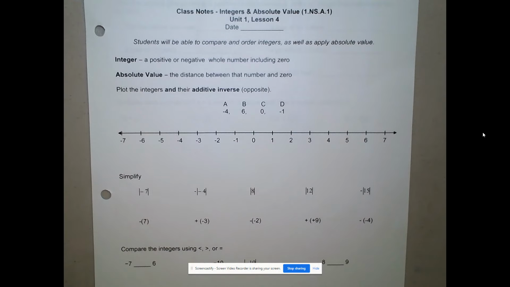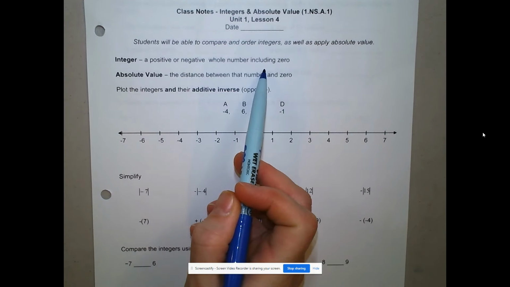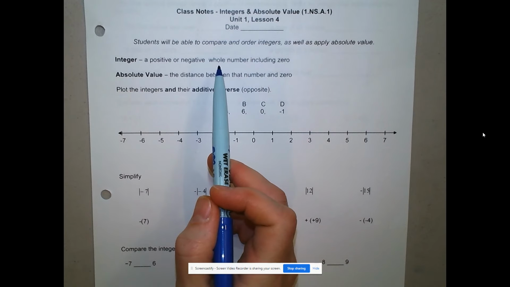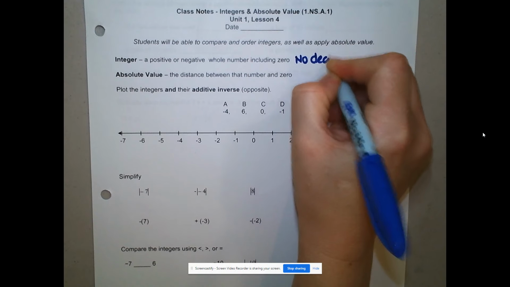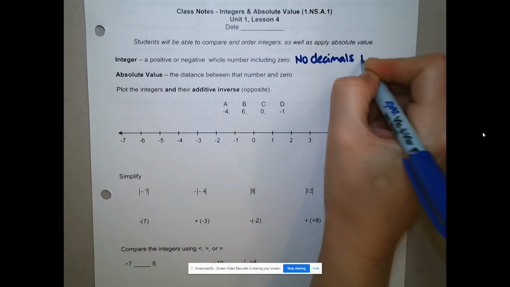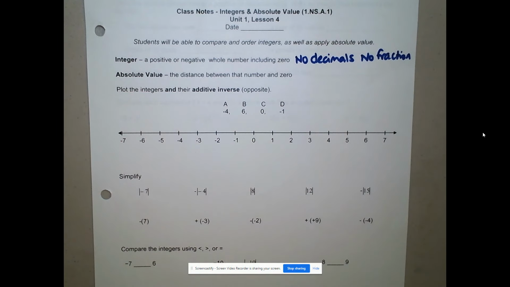And in order to talk about those two things, we need to know what they are. An integer is a positive or negative whole number, including 0. So if it's only positive and negative whole numbers, that means no decimals and no fractions. So we're only going to talk about numbers that have no decimals and no fractions on them.